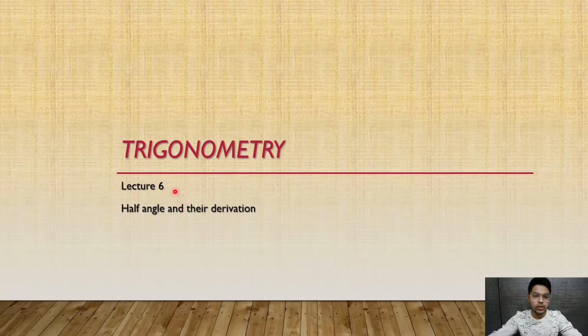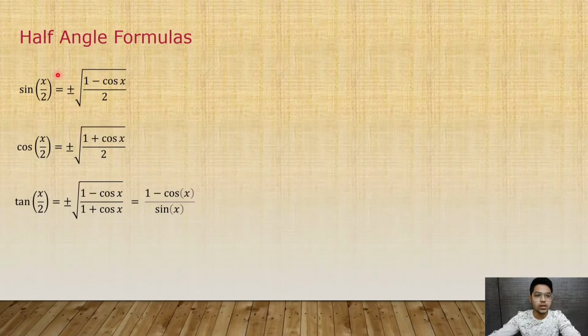Today we are going to see Trigonometry Lecture number 6, and it is related to half angle formulas and their derivations. Now turning to our first slide, some half angle formulas of sine. So sin x/2 will be equal to plus or minus the square root of (1 minus cos x) divided by 2. We are going to see its derivation later. All the sine, cos, tan x/2 derivations later. Now we are just going through them.